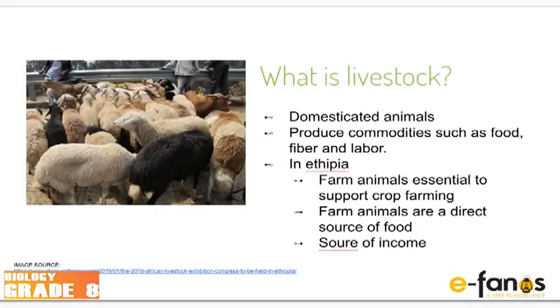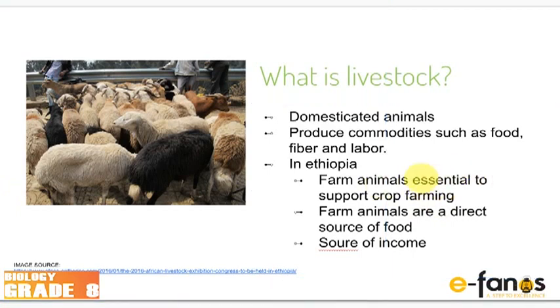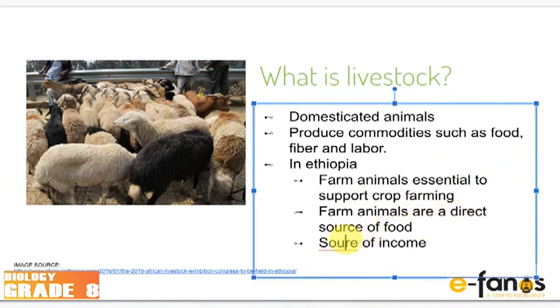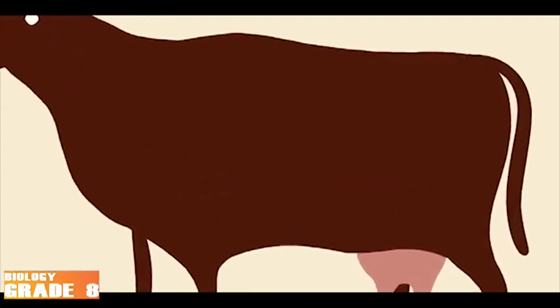So what is livestock? Well, livestock is basically domesticated animals. They produce commodities such as food, fiber, and labor. In Ethiopia, farm animals are essential to support crop farming. Farm animals are a direct source of food and also a source of income. Here's a video that talks a bit about why livestock is important in Ethiopia.